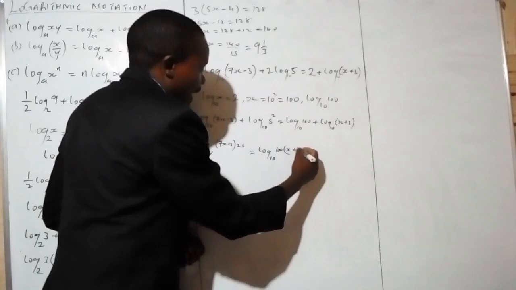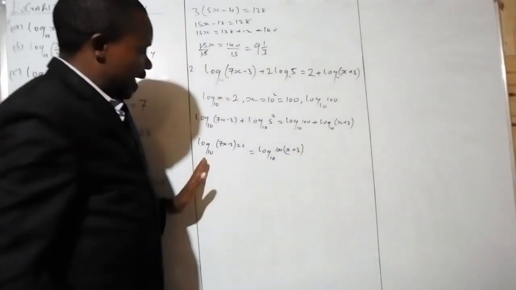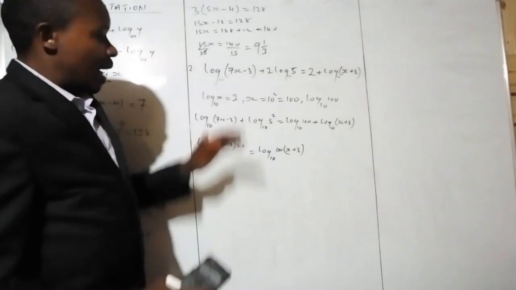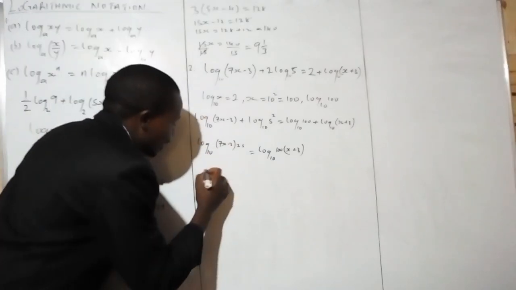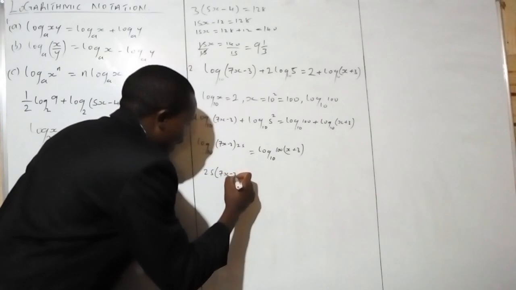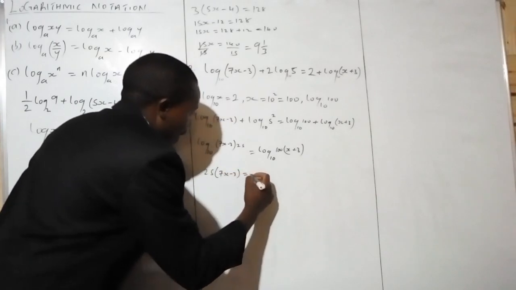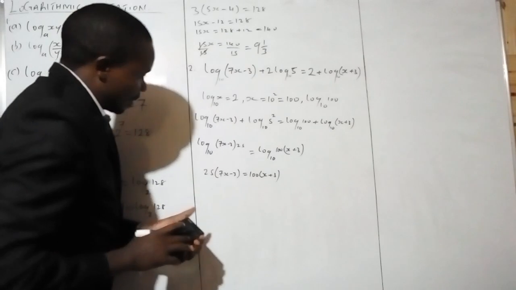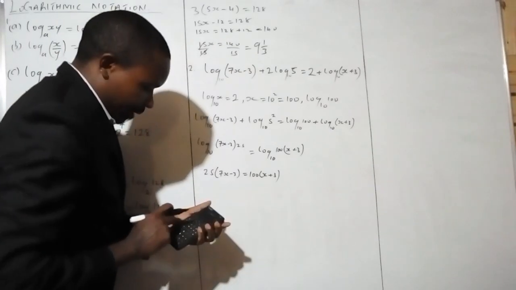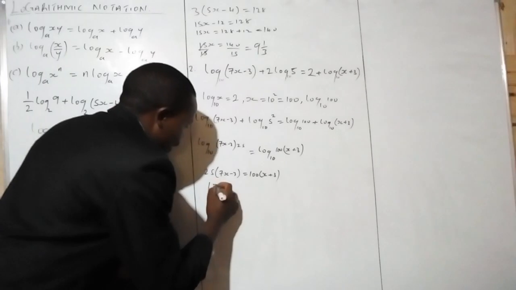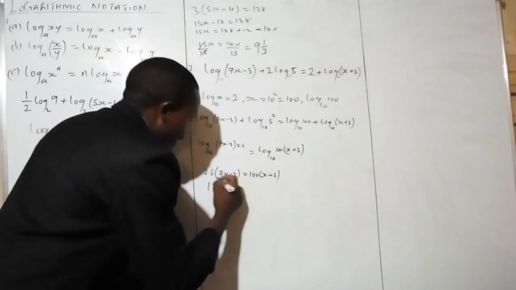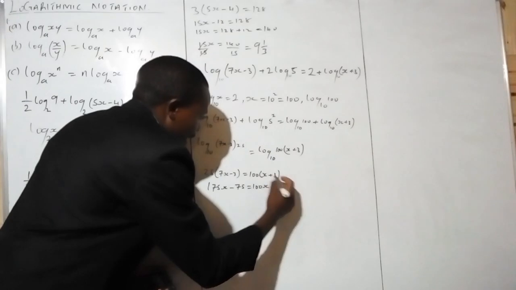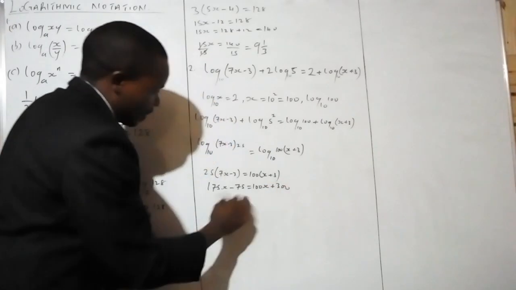That being the case, log to base 10 is uniform on our left and right hand side. You drop the logs to have 25(7x - 3) is equal to 100(x + 3). 25 times 7 gives 175x, minus 25 times 3, which is 75, is equal to 100x plus 300.